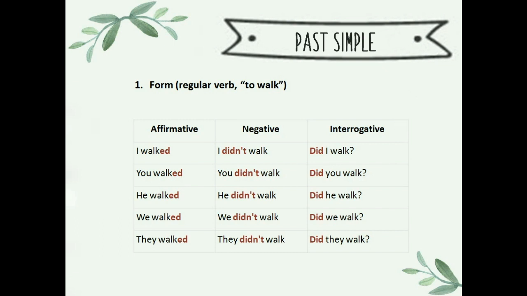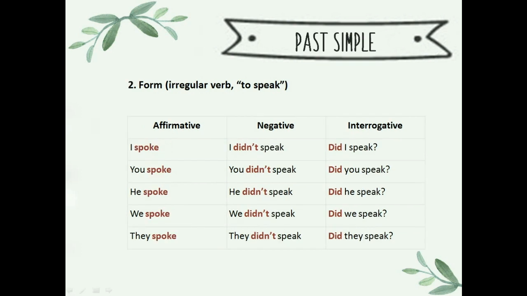Now, what happens to the irregular verbs? Like to speak. You know that the irregular verb speak has got the forms speak, spoke, spoken. So, the affirmative would be spoke, and in the negative, we simply use didn't. What happens in the interrogative? Like in regular verbs, we put did at the beginning of the question.